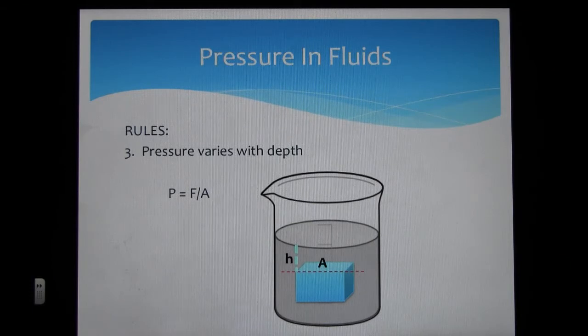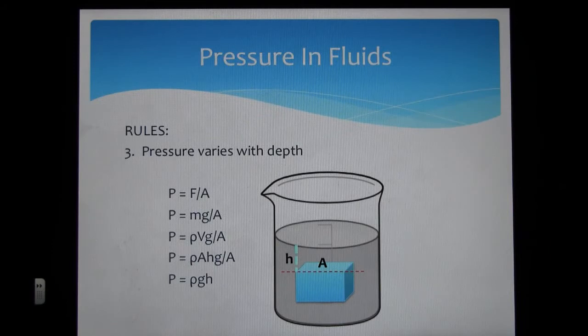Well, pressure is force divided by area, but the force on the top of the cube is due to the weight of the fluid above it. So the F can be changed to weight, which is mg. So we have pressure equals mg divided by A. But recall from rearrangement of the density equation that mass is equal to density times volume, or rho times V. So we now have P equals rho V g divided by A. But the volume of the fluid above the cube is the surface area times the depth h. In this equation, our A's cancel, and we're left with the pressure at a depth equal to rho g h, where rho is density, g is the acceleration due to gravity, and h is the depth.